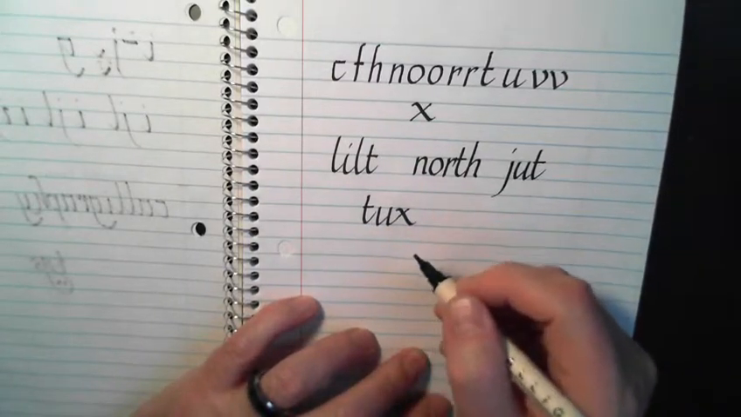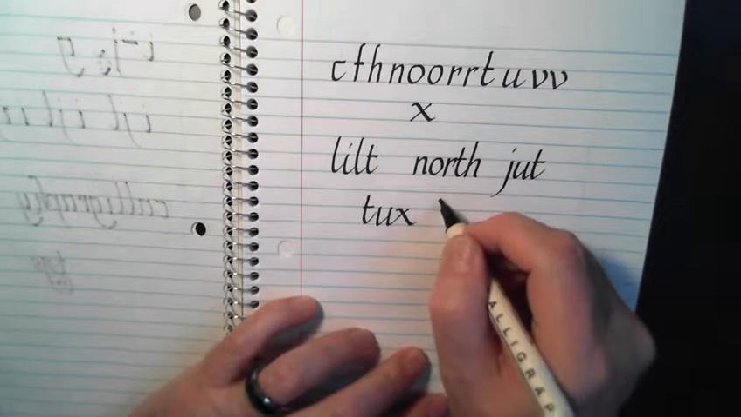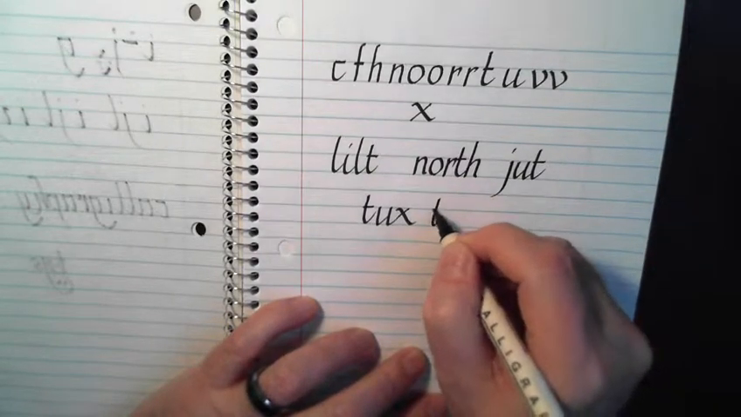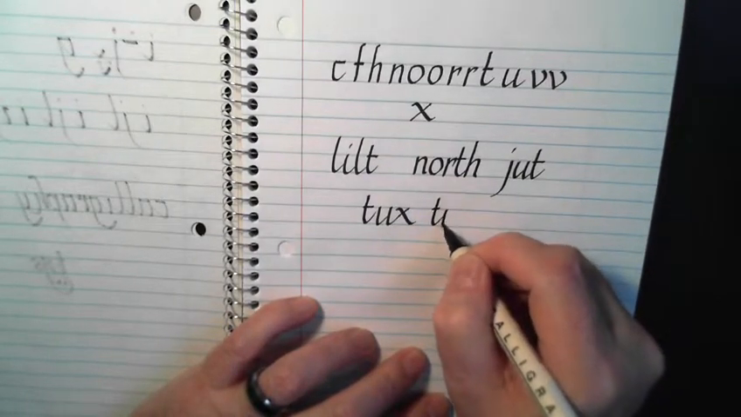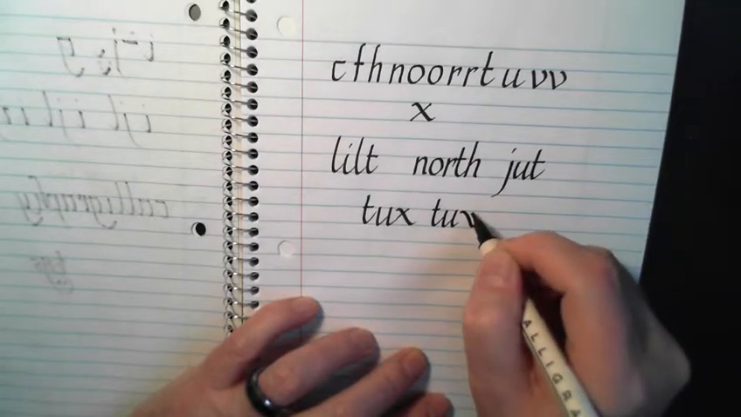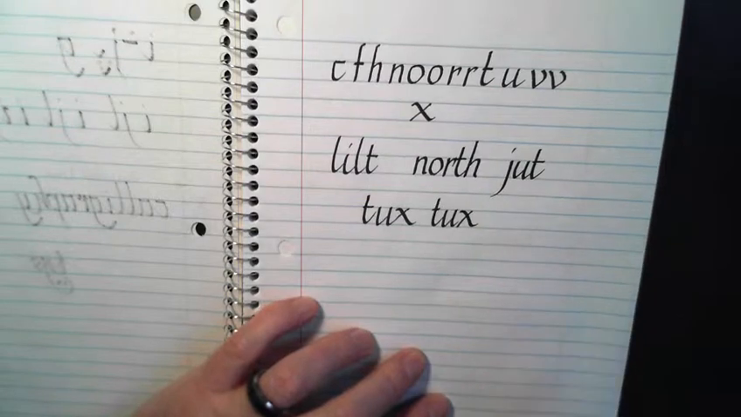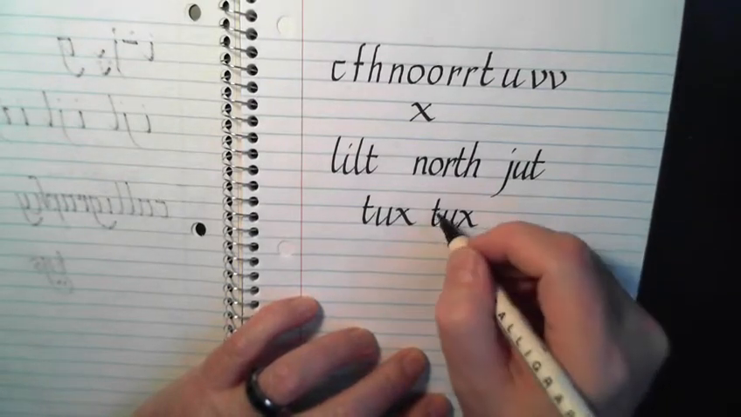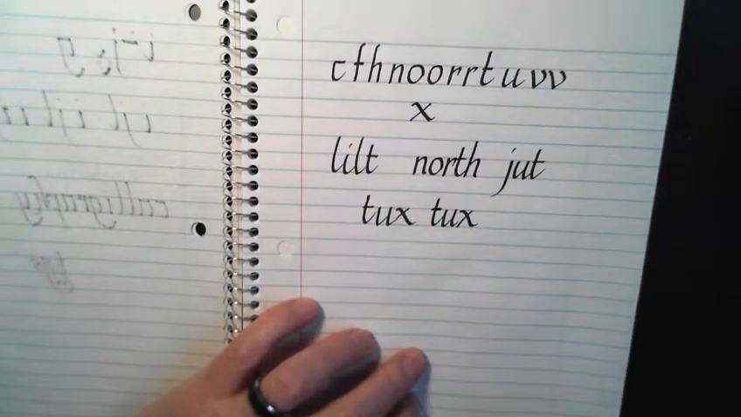Let me do that again because I want to show you a different way of doing that. So we're going to do the letter T, and come down like this, and like that. So you can actually do it that way too. I actually made that a little too short.